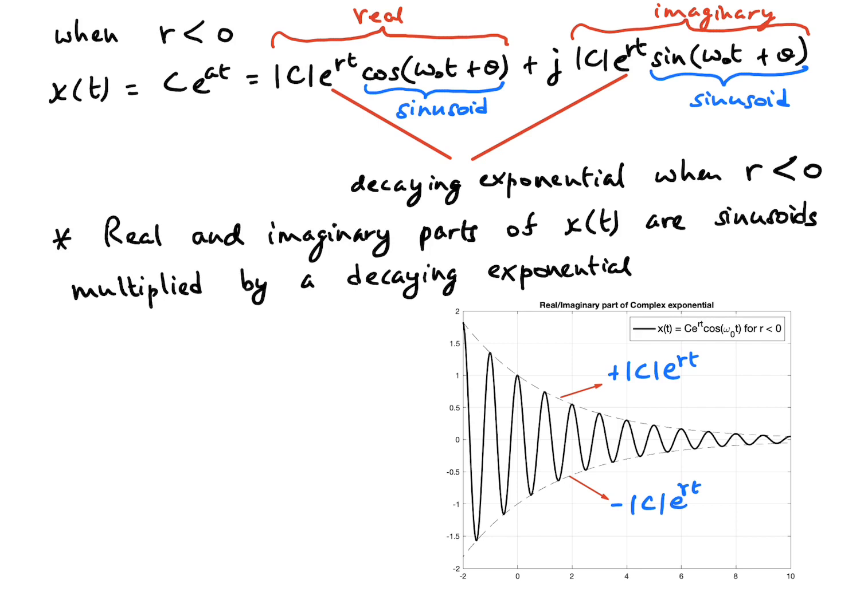So we have seen what happens to the complex exponential when we set the parameter r to different cases, like r equal to 0, r greater than 0, or r less than 0.